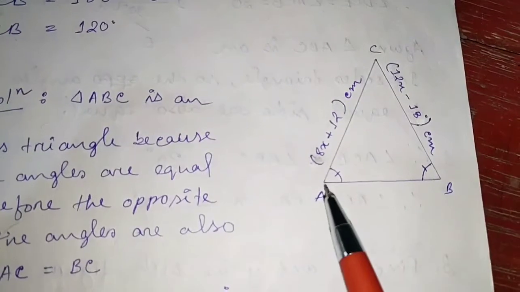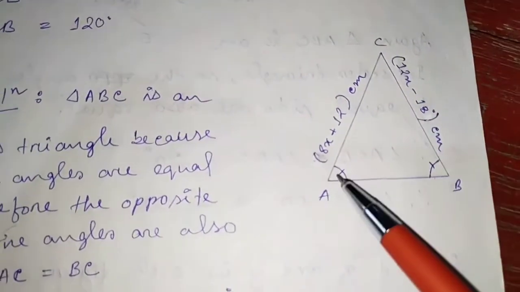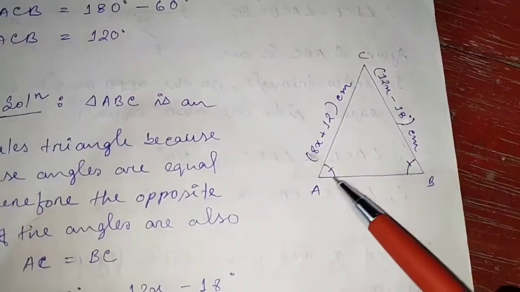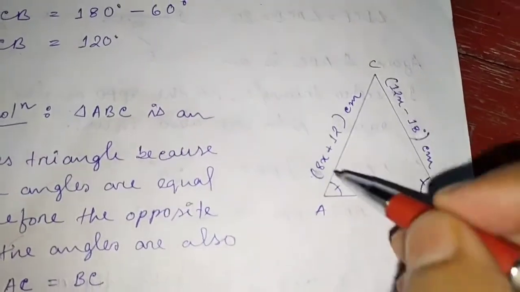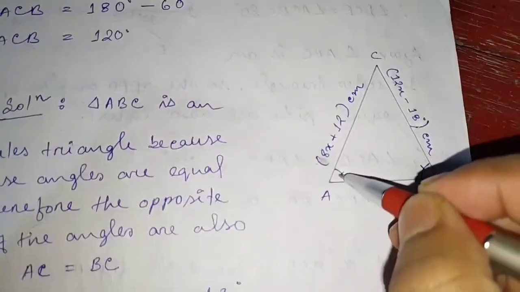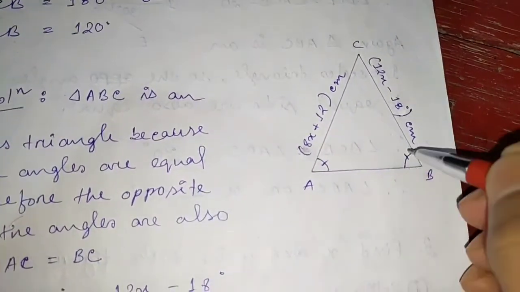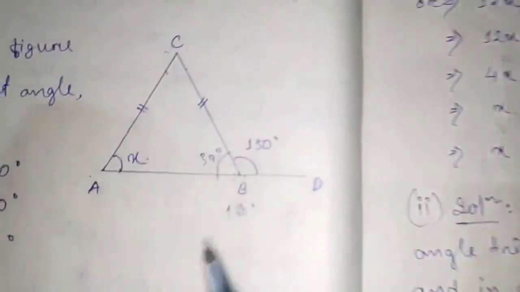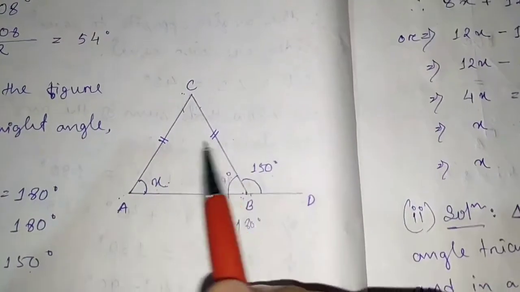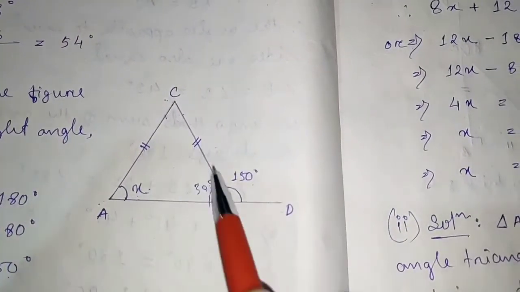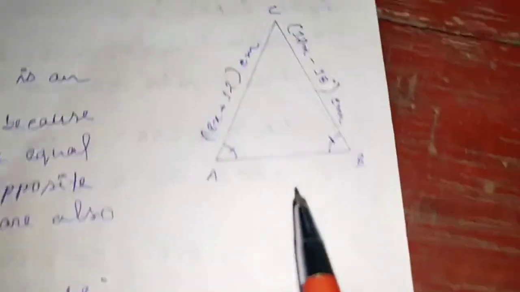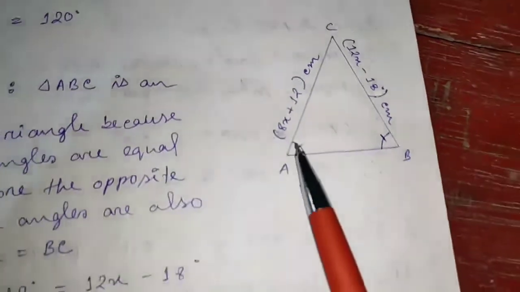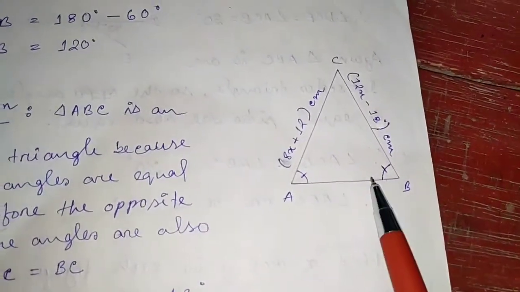Now in the triangle ABC you can see that two angles are given, angle A and angle B, and you can see this symbol. This symbol represents that these two angles are equal. In this case we know that this symbol represents that these two sides are equal, okay? And here in this case the two angles are equal, clear?